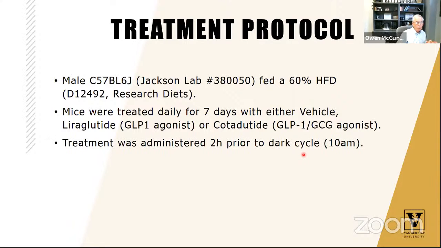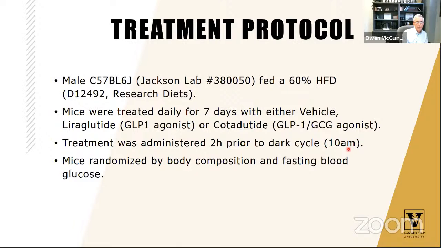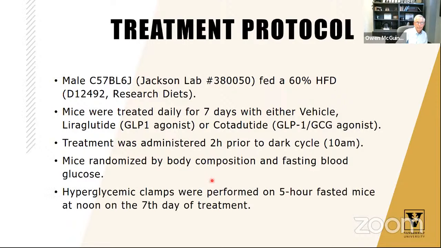Because we were focused on the fed state, what we did was we shifted the light-dark cycle so the experiments and the treatments were done at a time just before the animals would normally eat. We shifted the light-dark cycle so that dark was midnight, but it was actually at noon for these animals, and we gave our drugs at 10 in the morning. So we timed the treatment to match when they were eating food. And they were randomized for body composition and fasting glucose before we did the dietary manipulations.